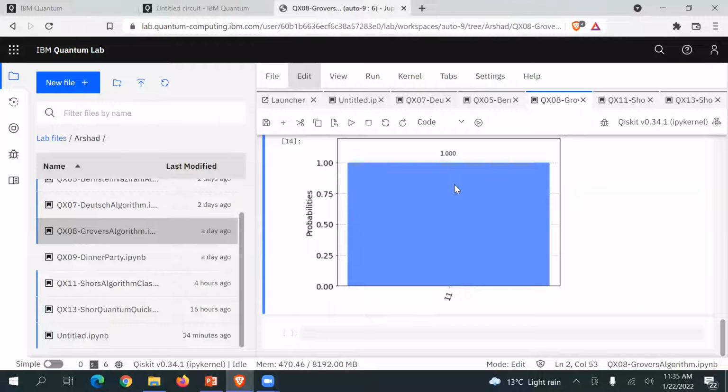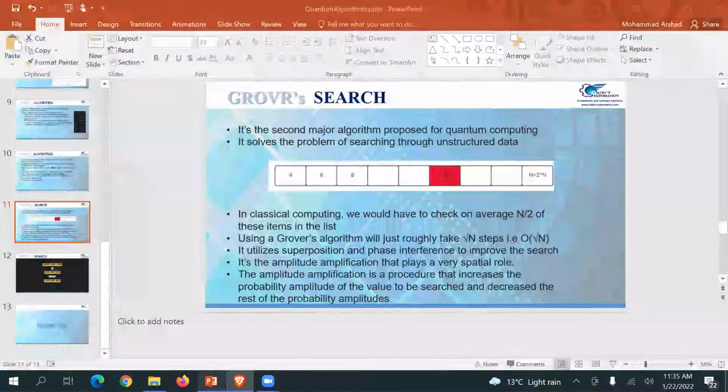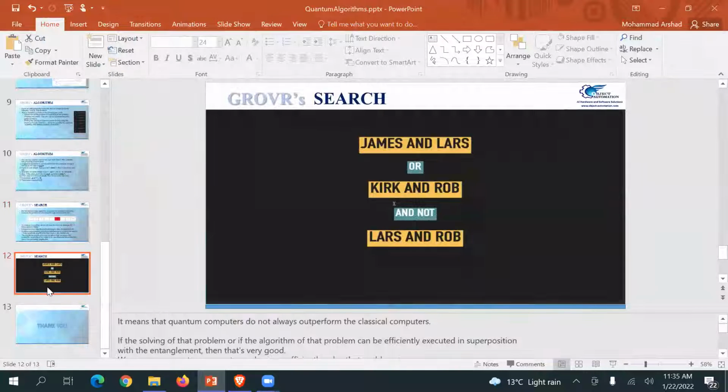Now there is another implementation of Grover's algorithm. Say you are hosting a party. This is another use case of Grover's algorithm. Suppose you are hosting a party where you have some constraints: either James and Lars would come, or Kirk and Bob would come, and not Lars and Bob. This is the combination you have to take.